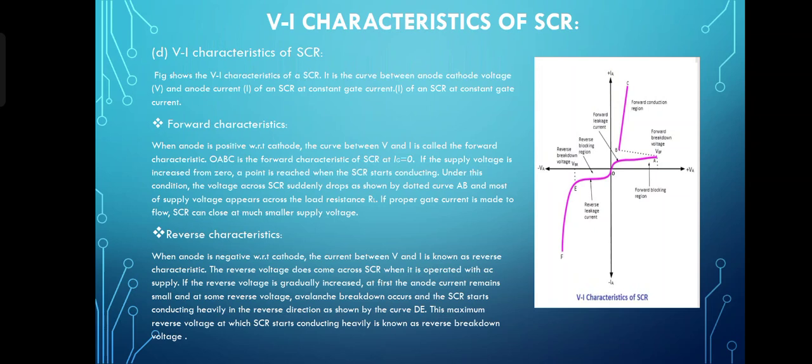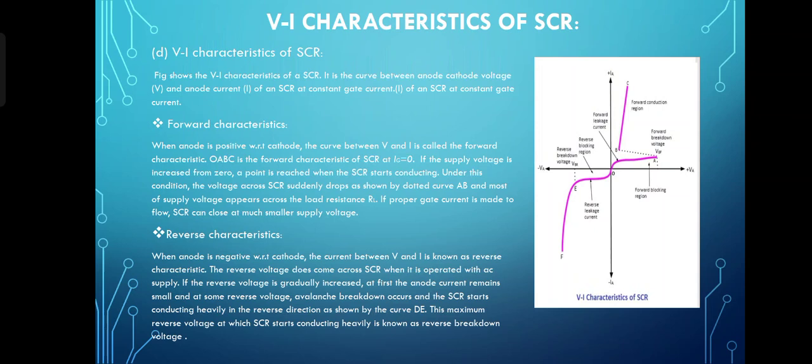Then reverse characteristics. When anode is negative with respect to cathode, the curve between voltage and current is known as reverse characteristics. The reverse voltage does come across SCR when it is operated with AC supply, meaning alternating current supply. If the reverse voltage is gradually increased, at first the anode current remains small, and at some reverse voltage, avalanche breakdown occurs and the SCR starts conducting heavily in the reverse direction as shown by the curve DE. This maximum reverse voltage at which SCR starts conducting heavily is known as reverse breakdown voltage.